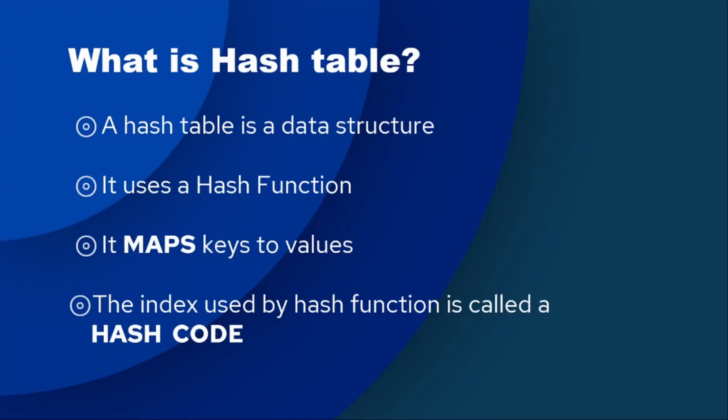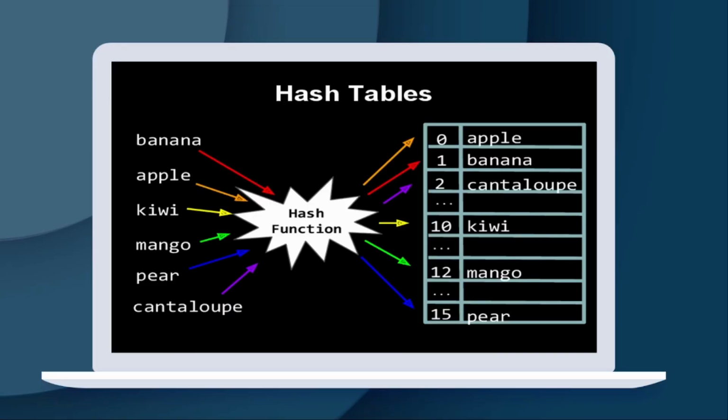Now, what is a hash table? A hash table is a data structure that implements an associative array abstract data type, a structure that can map keys to values. A hash table uses a hash function to compute an index, also called the hash code, into a slot from which the desired value can be found. This is a pictorial representation of how hash tables work.